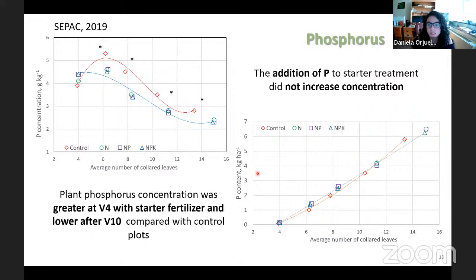In the case of content, we were not able to detect any difference in the content of phosphorus, and that was again related with the concentration and with the dry matter accumulation in each plant, control versus starter.